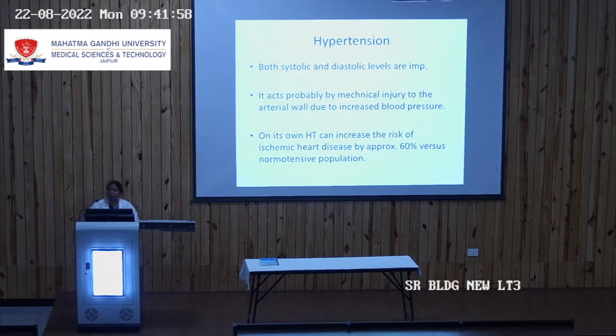Second was hypertension. In this, both the systolic and the diastolic levels are important. And why is hypertension important? Because it causes injury to the endothelium due to increased pressure. And once the endothelium is injured, the rest of the process of formation of atherosclerosis will start, as we will read in the pathogenesis of atherosclerosis. On its own, that is, if there are no other risk factors, hypertension increases the rate of atherosclerosis by 60%. So if someone has hypertension, you have to explain to them that it is not only the hypertension, but later on you will have a tendency for heart disease also. So it is very important to control your blood pressure.